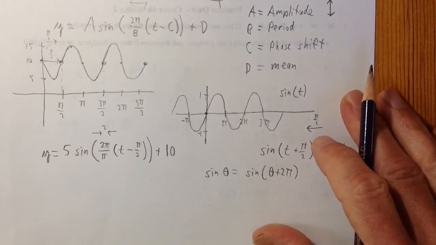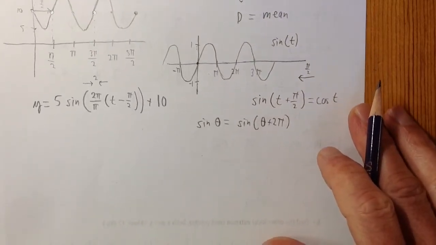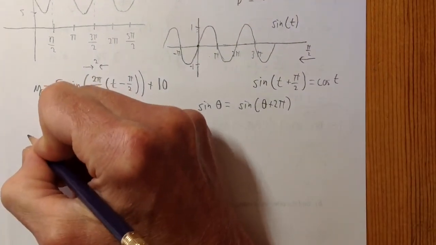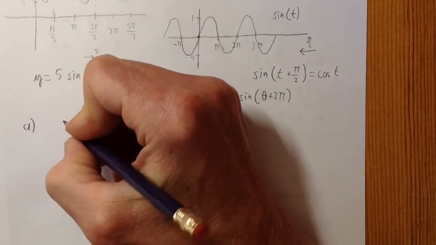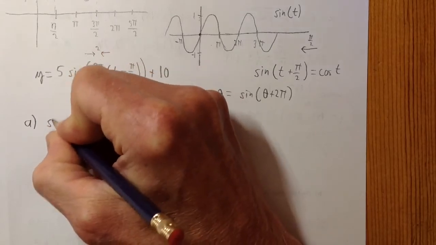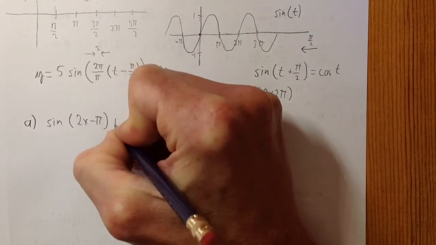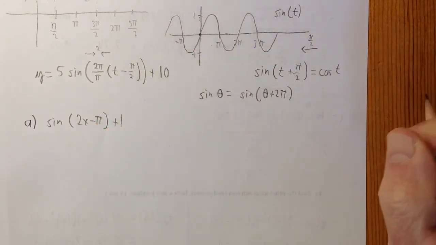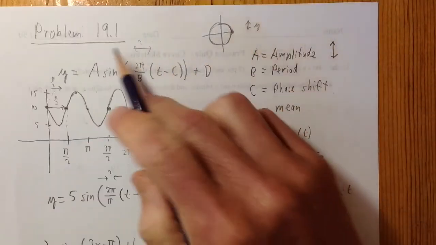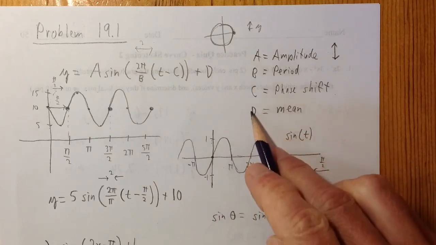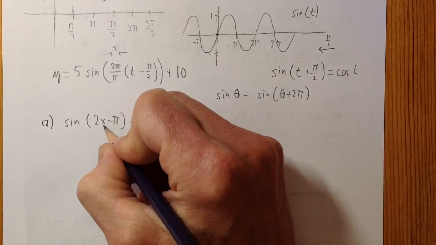All right, so that's the overall gist of this chapter. So let's do a couple of problems from 19.1. Let's start off with A, since that's a good place to start. So we'll look at A, and they have sine of 2x minus pi plus 1. Okay, so we want to write it in this form up here, and then we can pick out what A, B, C, and D are. First thing, we want to get the x by itself.